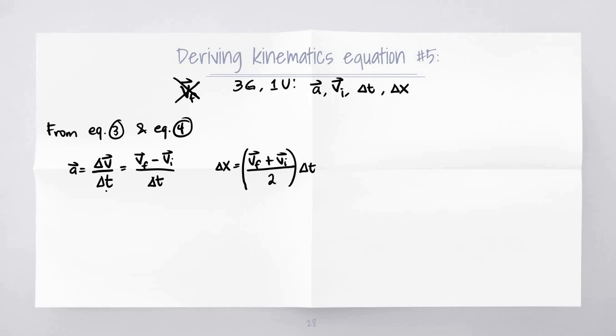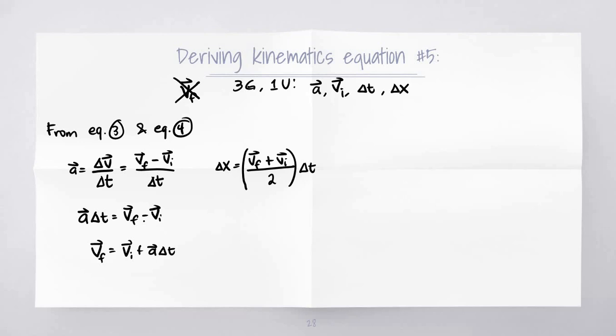So cross multiply delta t to the other side, so this will become acceleration times delta t is equal to final velocity minus initial velocity, and then transpose initial velocity to the other side of the equation, which then leaves us with final velocity is equal to initial velocity plus acceleration times delta t.